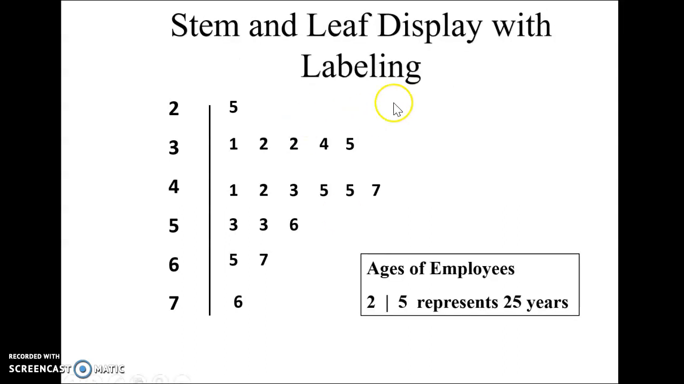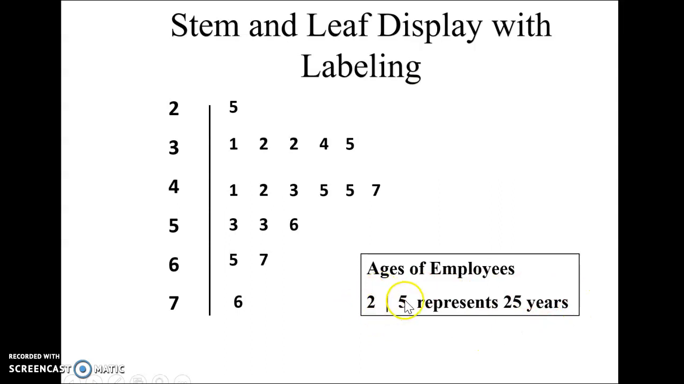So then we have to put our title. You can put the title at the top, or you can put the title down here. It doesn't really matter. We just know we're talking about ages of employees. Okay? And again, I know 76 may be older, but that's okay. People work in their 90s, and that's fine. So, title, and then our label.